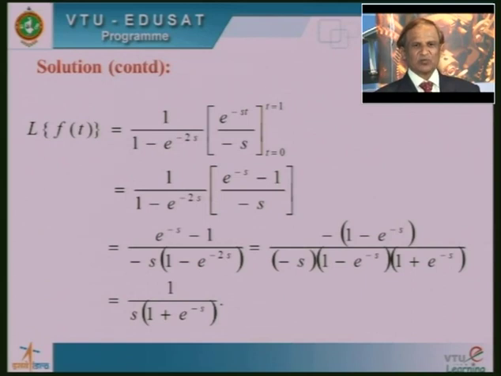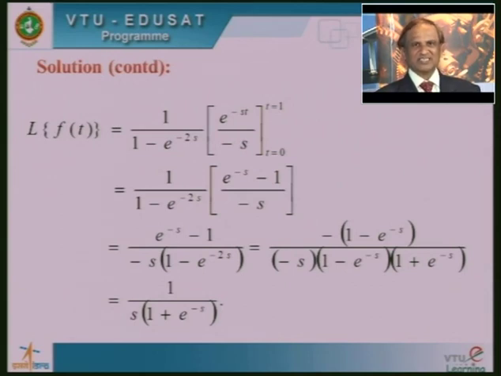You can multiply 1 into e to the power minus s minus 1, whole divided by minus s, into 1 minus e to the power minus 2s. Is it clear? The same thing can be written as minus times 1 minus e to the power minus s, because you can take out a negative sign outside in the numerator. What is the denominator? I have written minus s into the bracket 1 minus e to the power minus s, into the bracket 1 plus e to the power minus s.